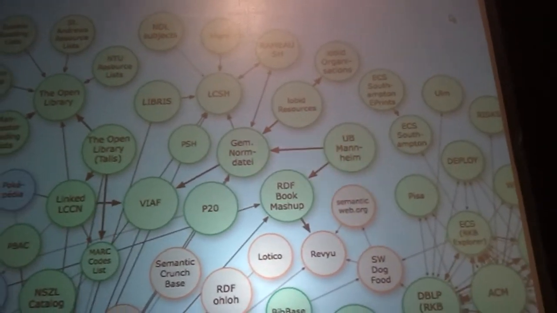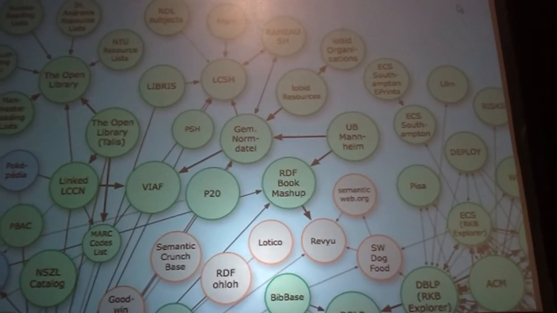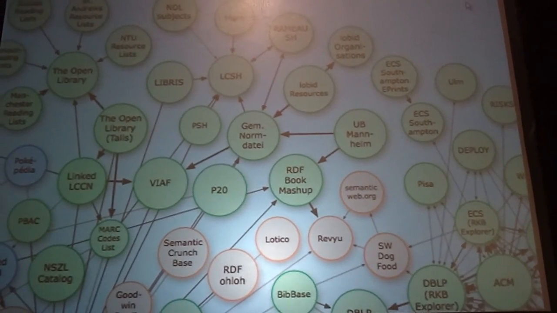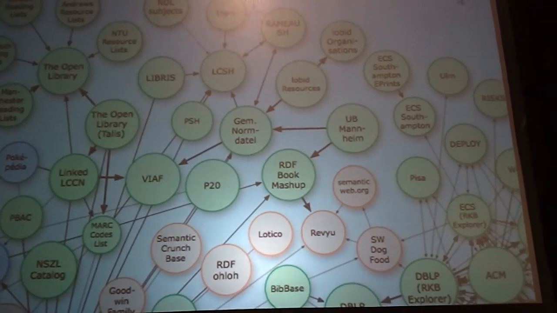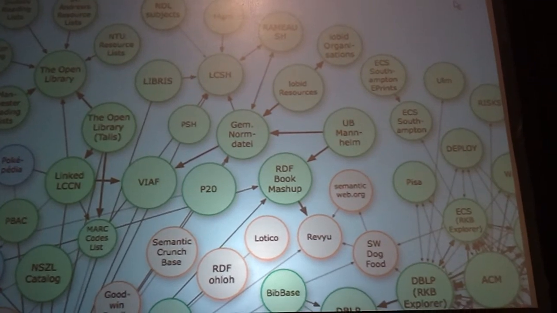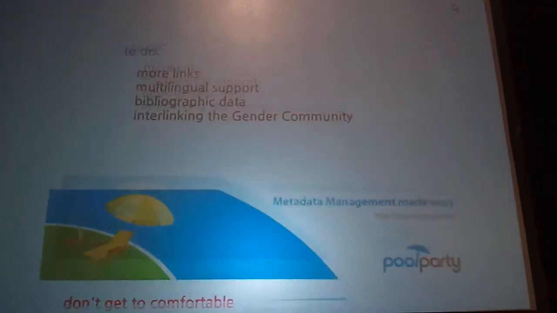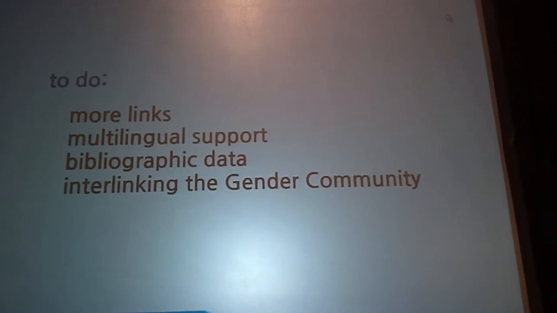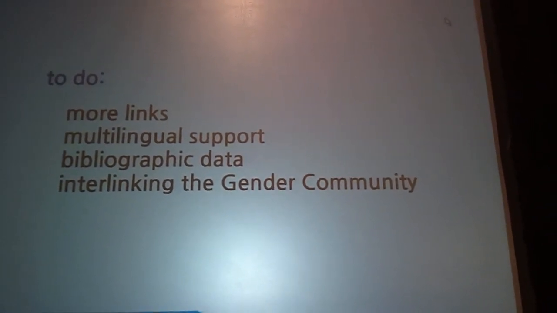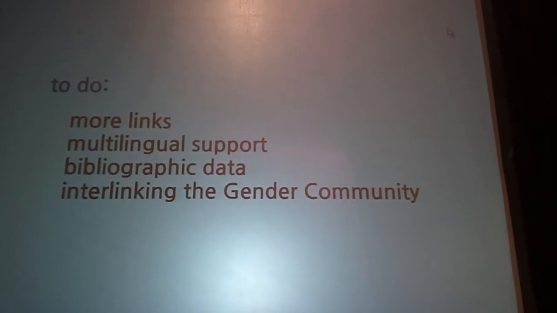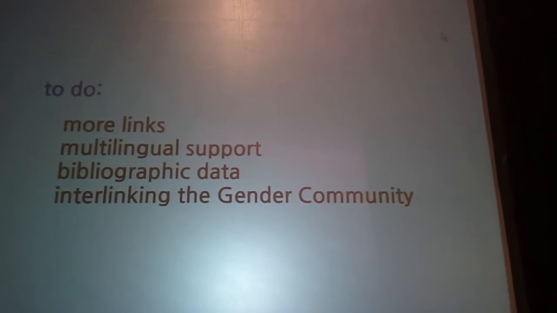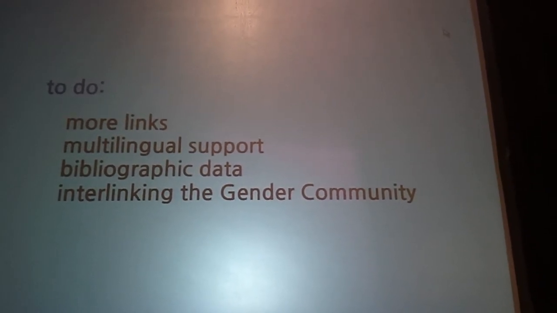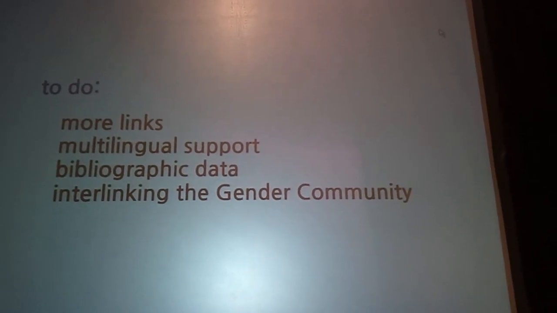And the German Gemeinsame Normdatei is not one of that set right now. So it's a little bit inflexible in this sort of finding new links. So what we have to do in the future, or I have to do maybe, is we need more links, of course. And as we have seen briefly, we need multilingual support because most sources in the web of data and the linked open data cloud are English. So we need an English translation for all the classes.